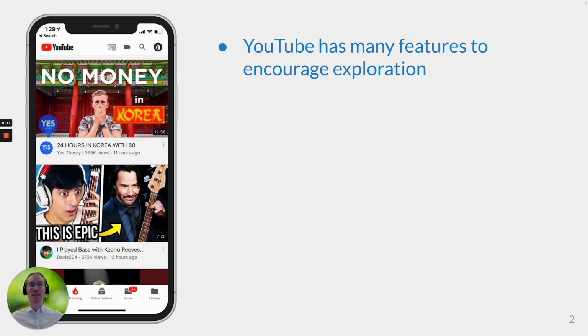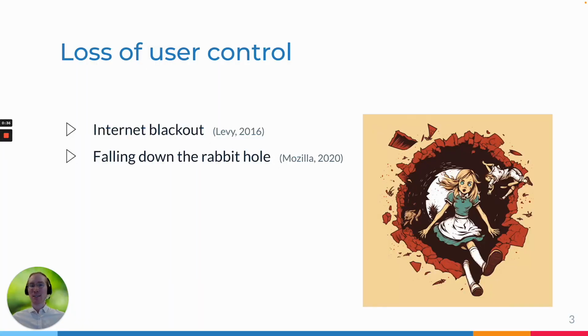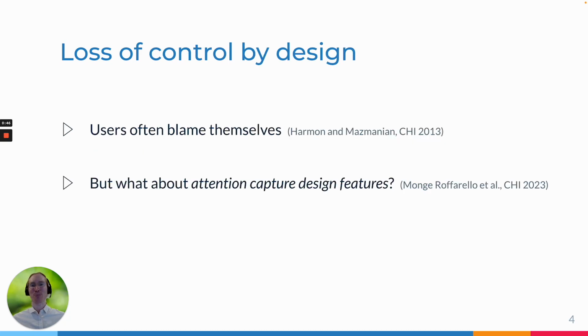When a user visits the homepage of YouTube, the app has many features such as homepage recommendations and infinite scroll that encourage users to explore its vast library of videos. However, when users visit YouTube with a specific intention, such as learning how to fix a flat tire, these features are often distracting. Instead of following their initial intention, the user often gets sucked into an internet blackout or falls down a YouTube rabbit hole, leading them to spend their time on the app in ways that they later regret.